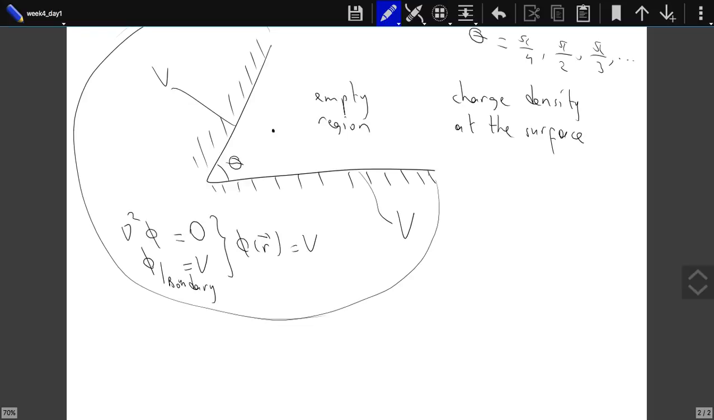But this is a method of images problem, right? We solved it normally by differential equation, by separation of variables. No, we are not yet doing separation of variables, though. We are only doing the method of images. We will be studying the method of separation of variables later on. But even with the separation of variables, what's the problem?